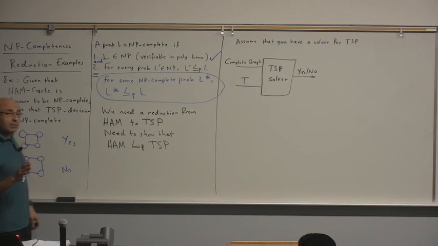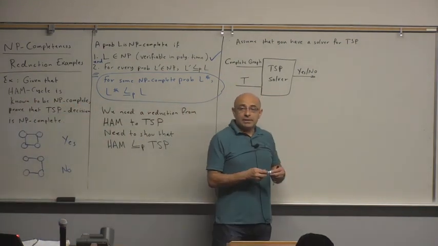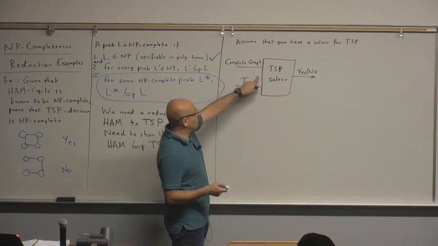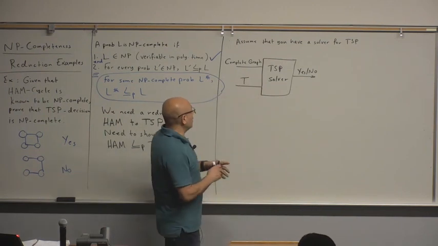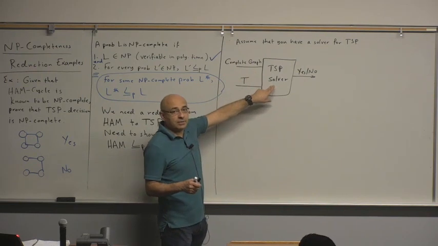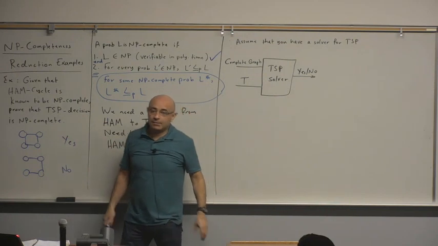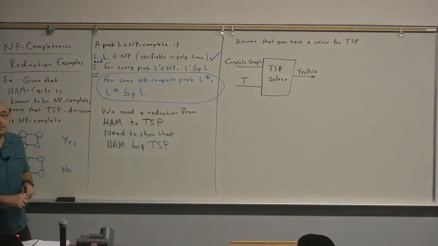So the reduction is about using a solver for one problem to solve another problem. Now, in order to employ this solver, first of all, I have to put the graph in the form that this solver expects for its input. So I have to make these graphs complete somehow. But I want to make them complete in a way that will serve my purpose, which is solving this problem. So how do I make them complete?